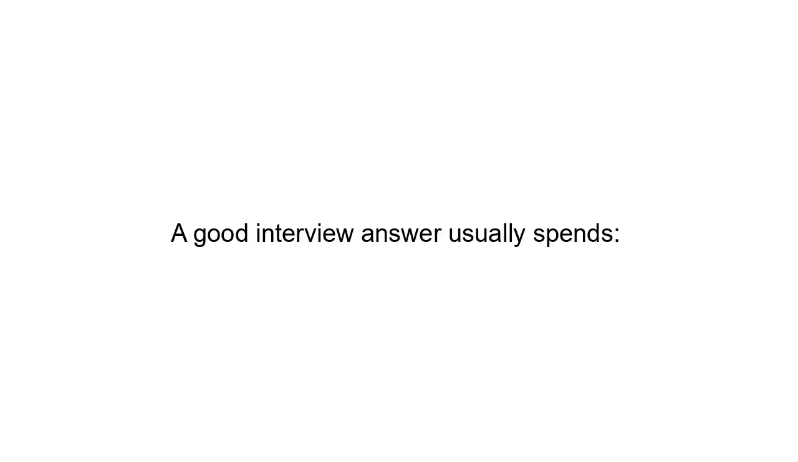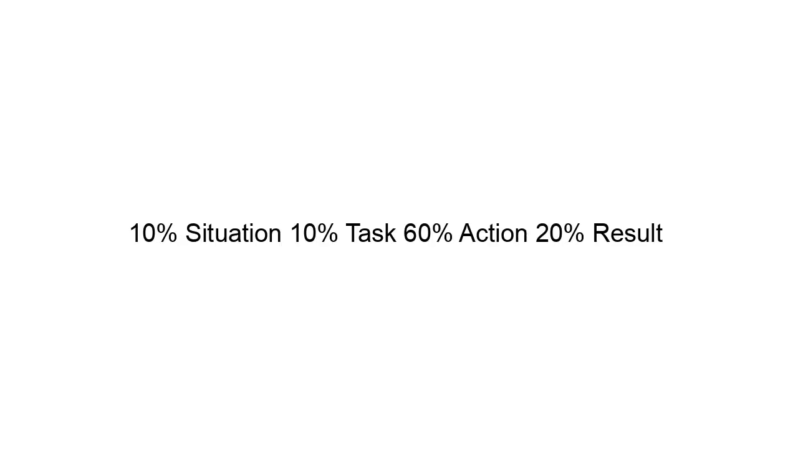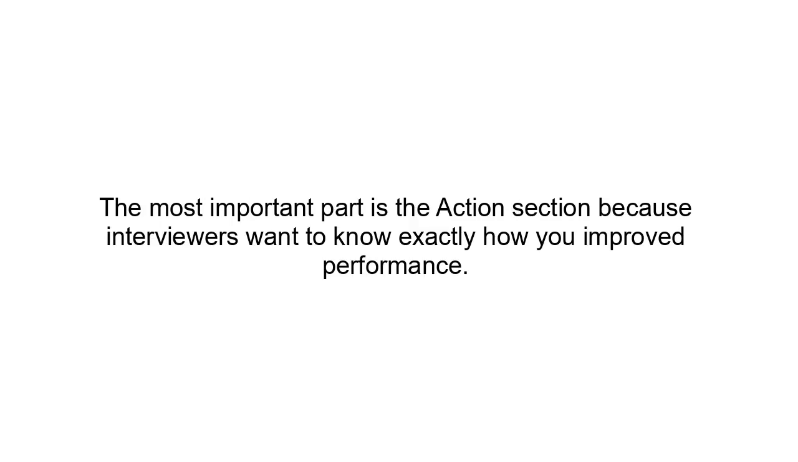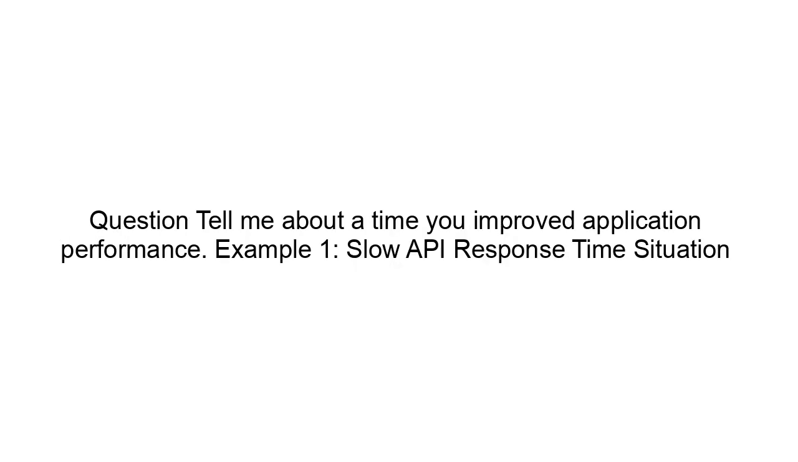A good interview answer usually spends 10% situation, 10% task, 60% action, 20% result. The most important part is the action section because interviewers want to know exactly how you improved performance. Question: tell me about a time you improved application performance. Example 1. Slow API response time. Situation.